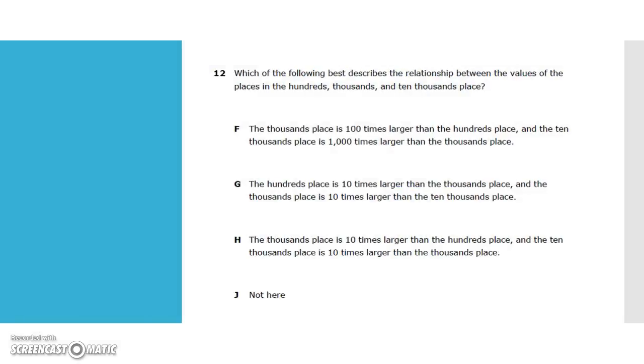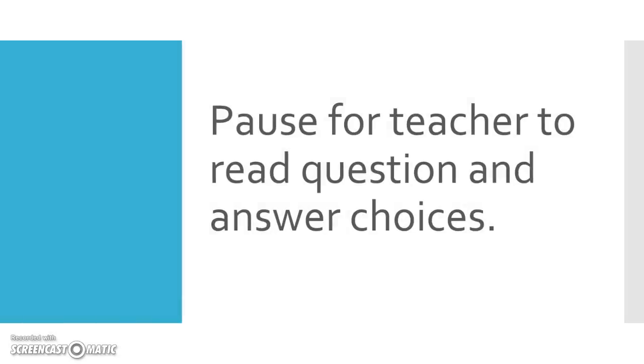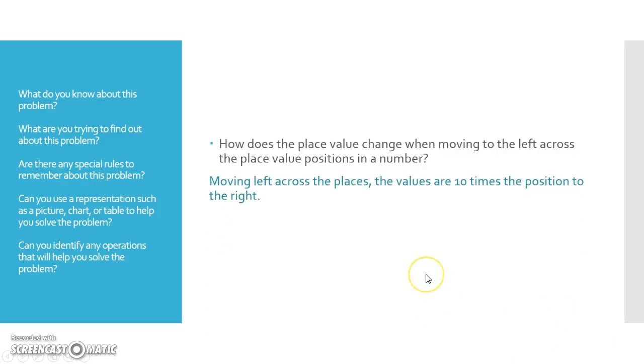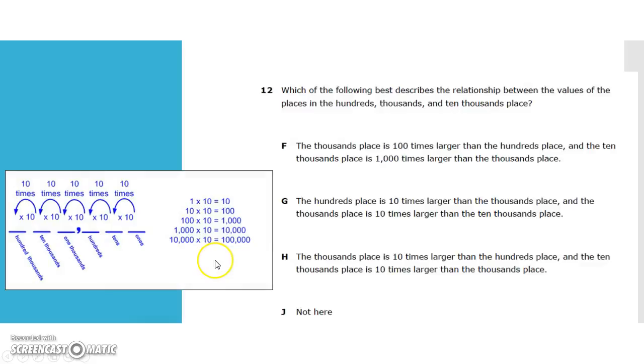For question 12, we'll pause for your teacher to read, and we'll pause for the guided questions. I hope that you took time to discuss that moving left across the places, the values are always getting 10 times greater than the position to the right. I've included in this question this model to help you answer with these responses.